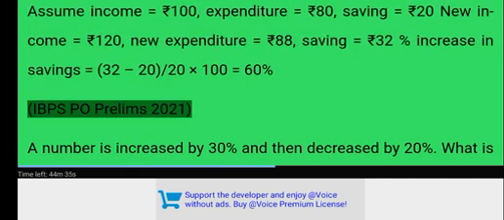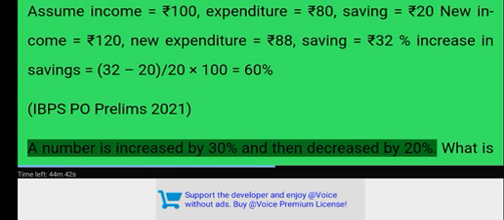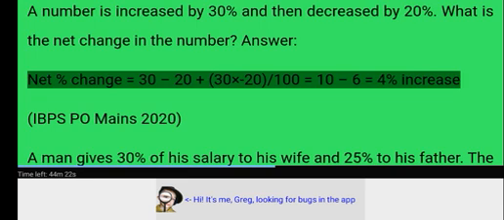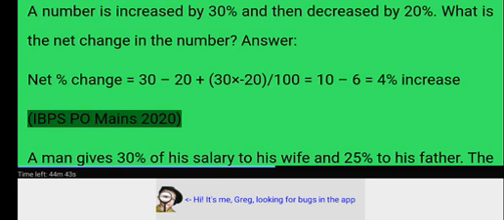IBPS PO Prelims 2021. A number is increased by 30% and then decreased by 20%. What is the net change in the number? Answer. Net percent change equals 30 minus 20 plus (30 times minus 20) divided by 100 equals 10 minus 6 equals 4% increase.